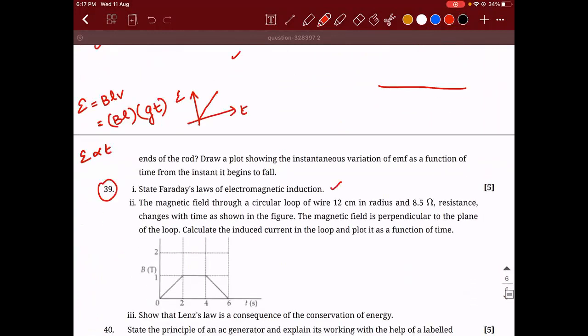39th, state Faraday's law of electromagnetic induction. An EMF is induced in the circuit when there is a rate of change of flux taking place. That's it.